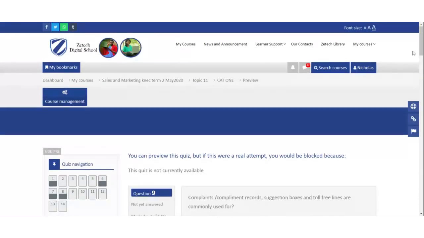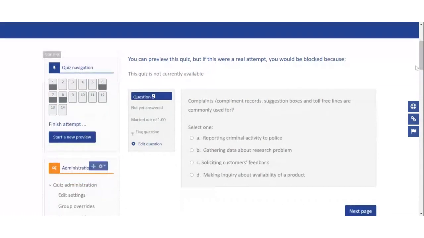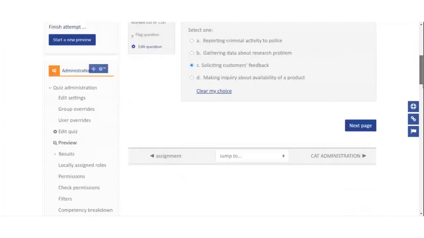The next question was: complaint record, suggestion box and toll-free lines are commonly used for? This is what we discussed recently. Reporting criminals, gathering data about a research problem, soliciting customers' feedback, making inquiries about available products. So you use it for soliciting customers' feedback.